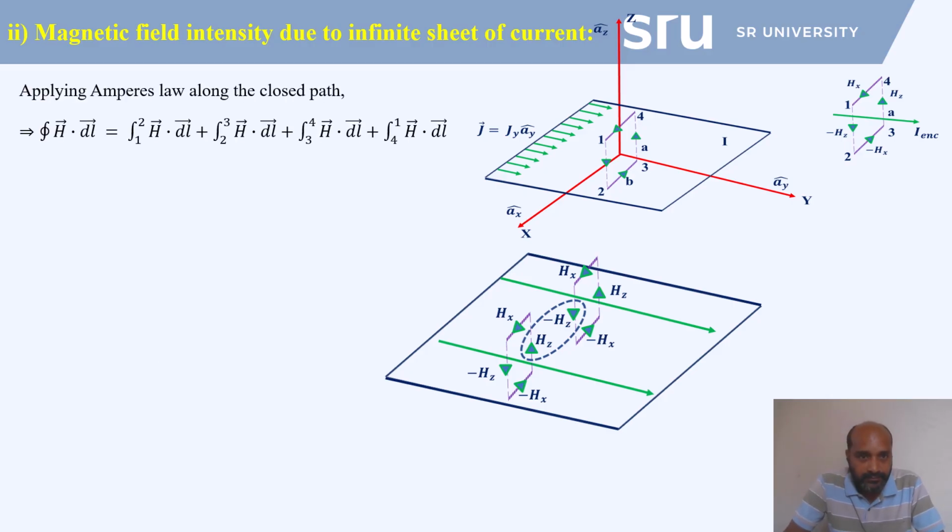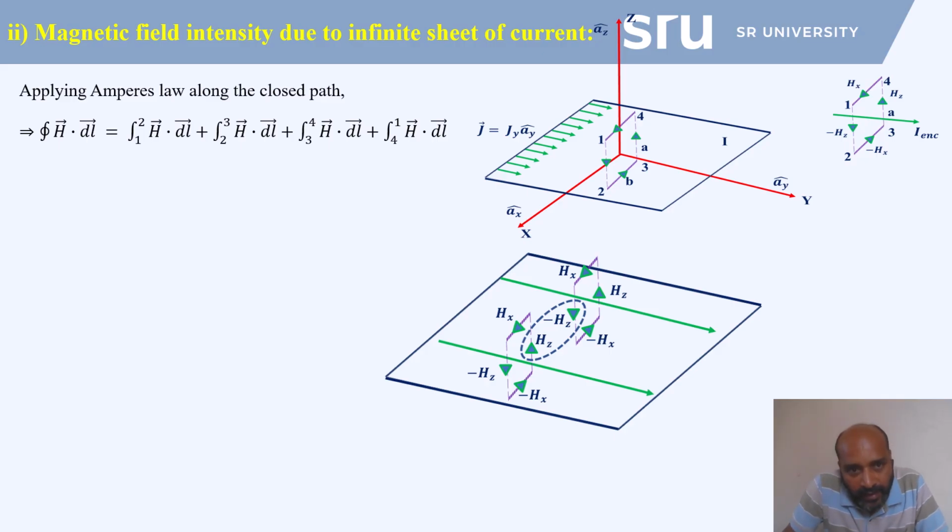Now see here. Now we need to apply Ampere's law for this number of paths. Total how many paths in that closed path? 1 2 is the one path, 2 3 is the second path, 3 4 is the third path, and 4 1 is the fourth path. So now this closed path is divided into four line segments, right? 1 to 2, 2 to 3, 3 to 4, and 4 to 1. So we'll apply this h dot dl for each and every path.